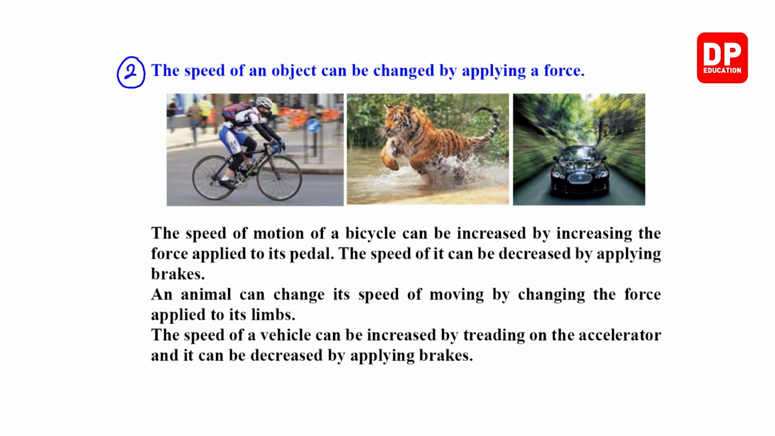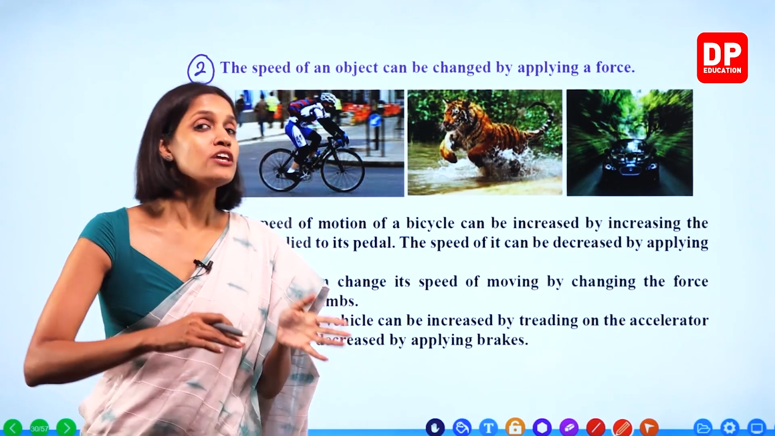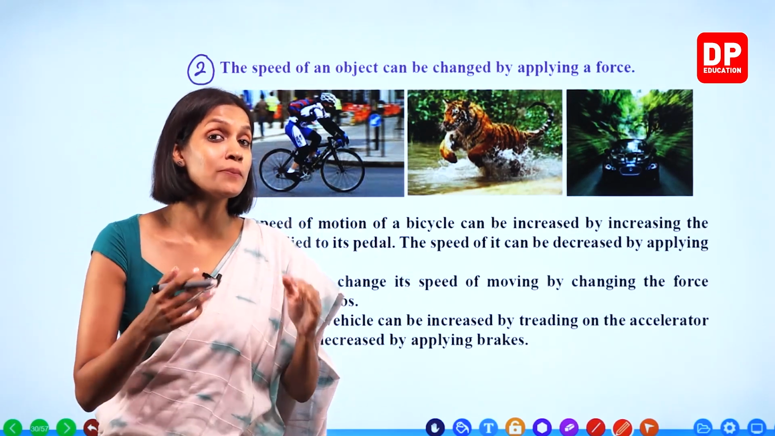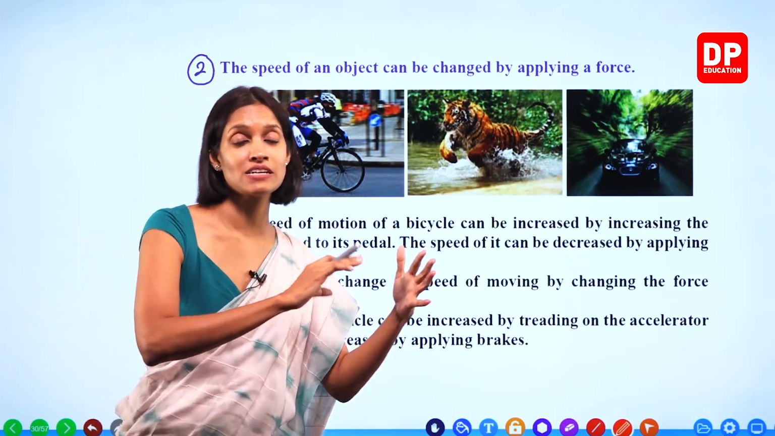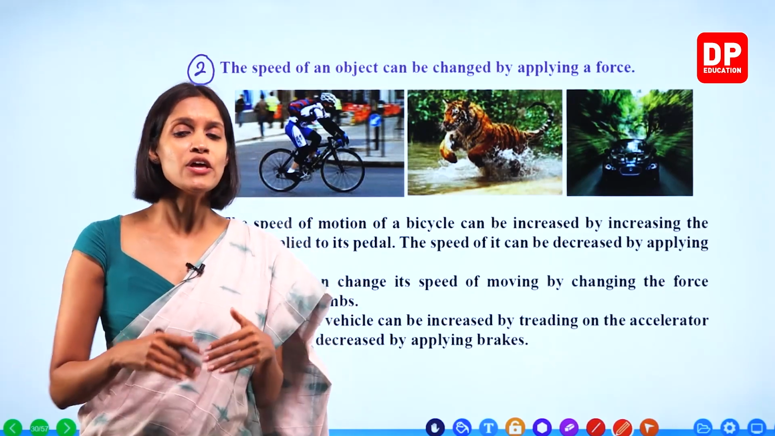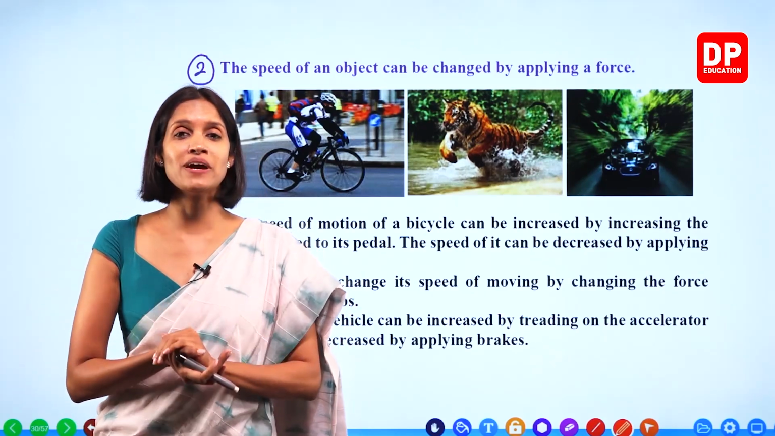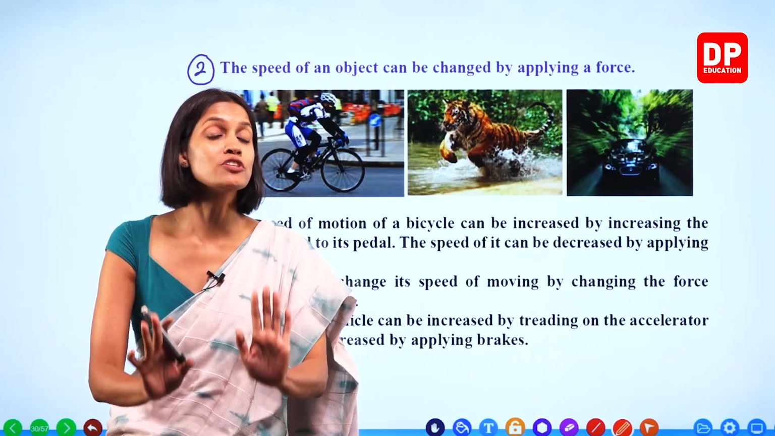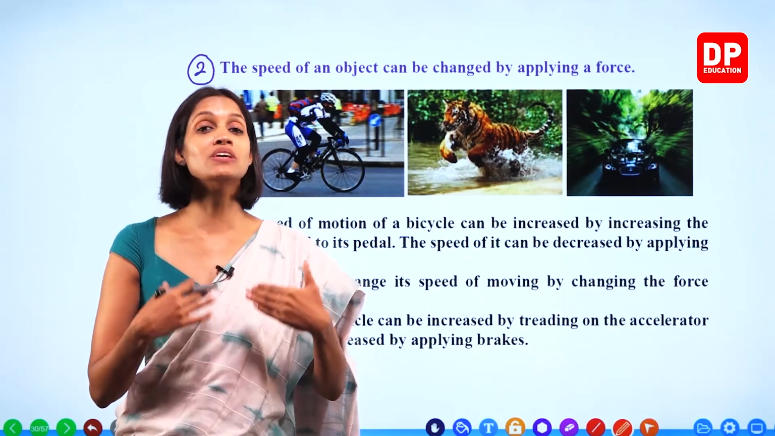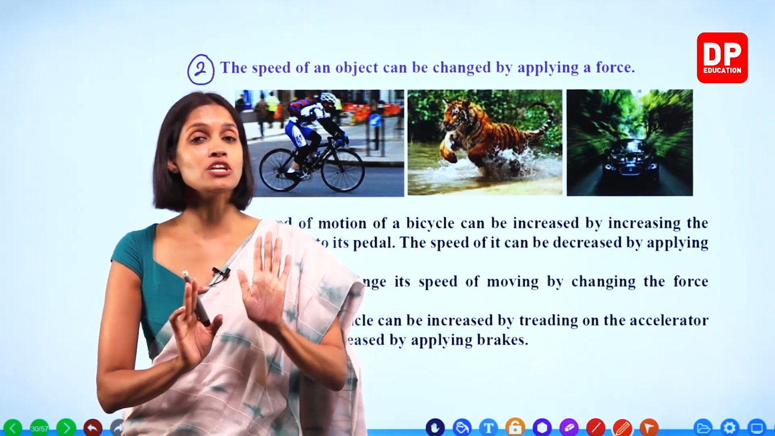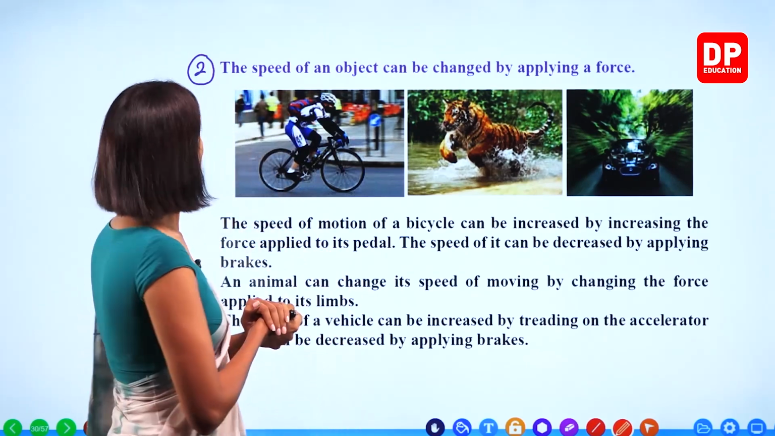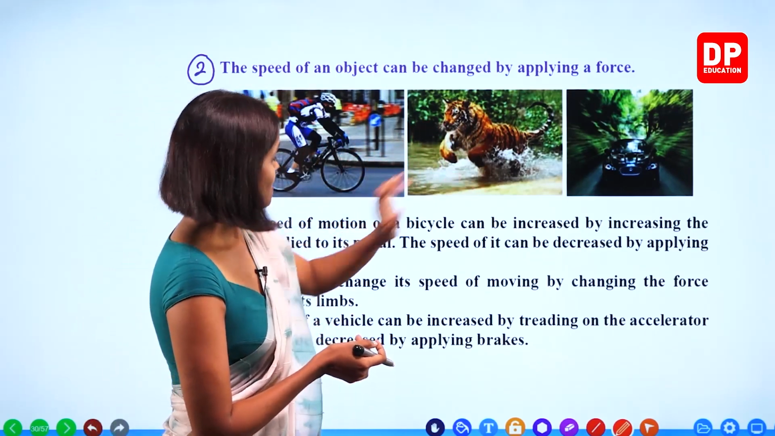Just imagine if someone is pedaling a bicycle, if you go from behind and push the bicycle forward, what will happen to the speed? The speed will increase. And at the same time, when small children ride their bicycle, if you go from the front of the bicycle and hold it, what will happen to the speed? It will decrease. Which means by applying force, pushing or pulling, we can change the speed of a moving object. So look at these examples.